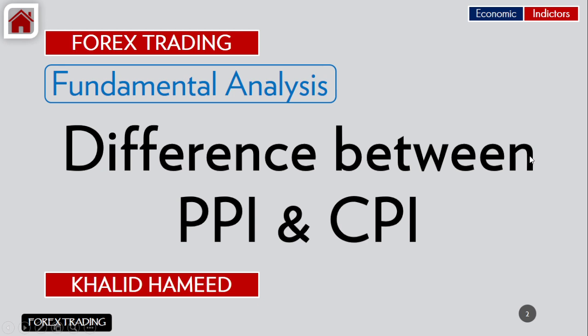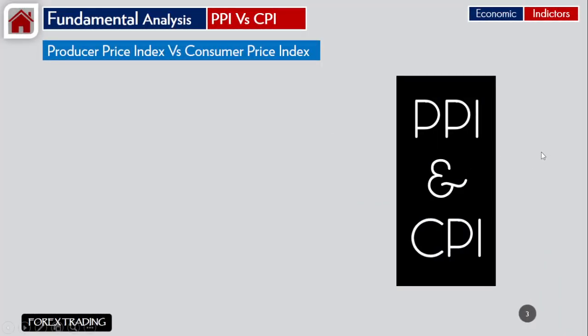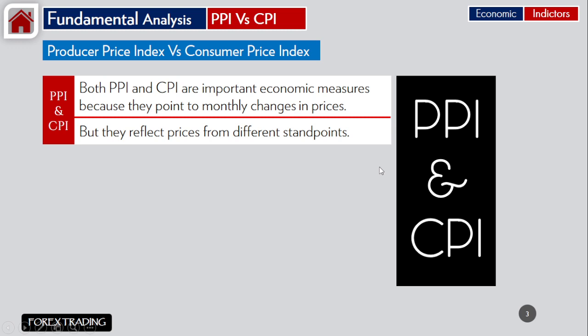PPI is Producer Price Index and CPI is Consumer Price Index. This is a very important concept in fundamental analysis, and forex analysts and traders need to understand the difference between the two. Both of them are US based economic indicators. So let's see what it is. Producer Price Index versus Consumer Price Index.